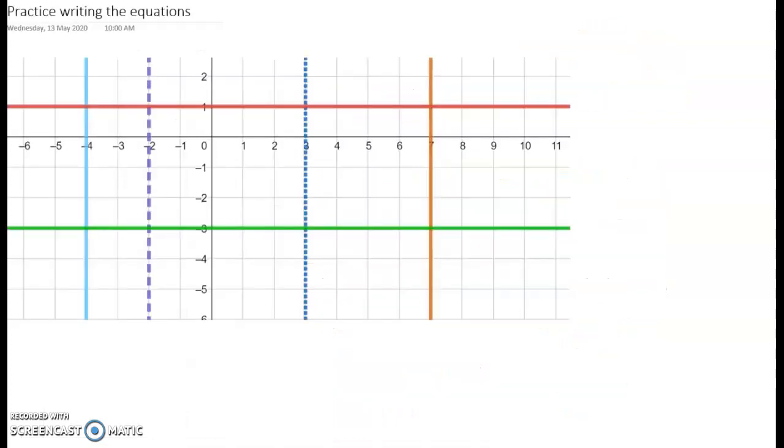What we're going to do next is look at these. How many lines have I done there? 6 lines there. I want you to pause the video and then write down the equations for each of them. Okay, so hopefully you've done that.